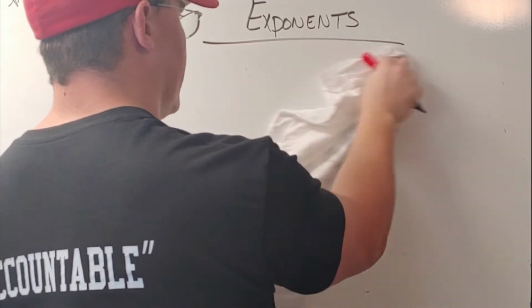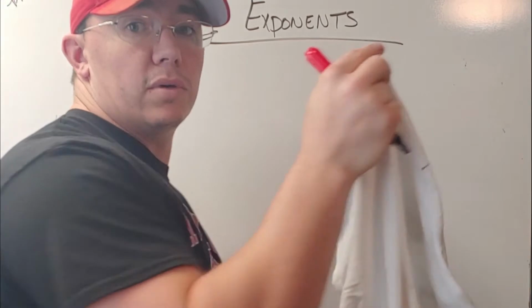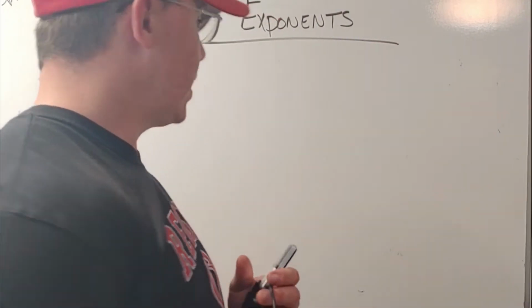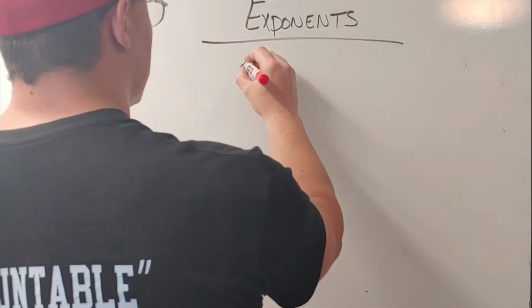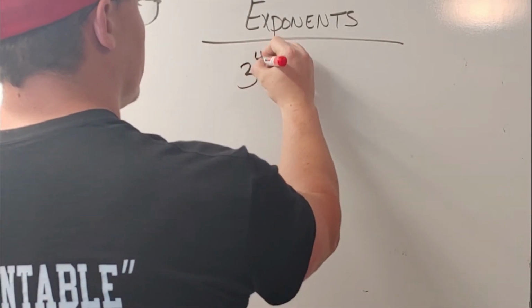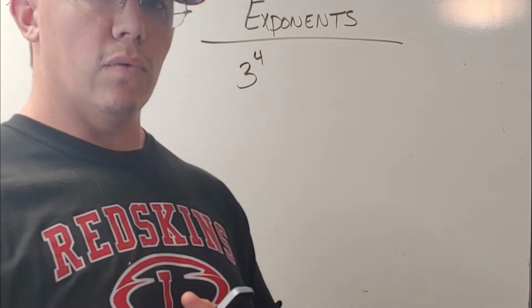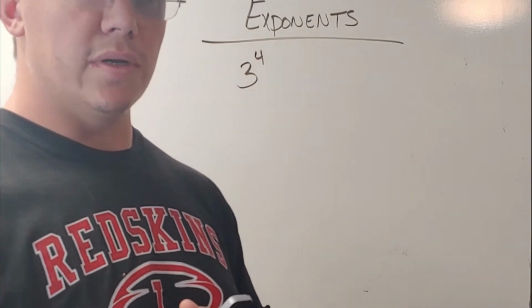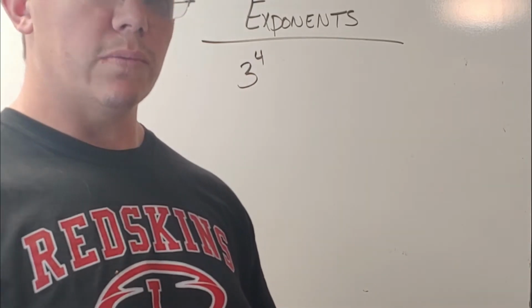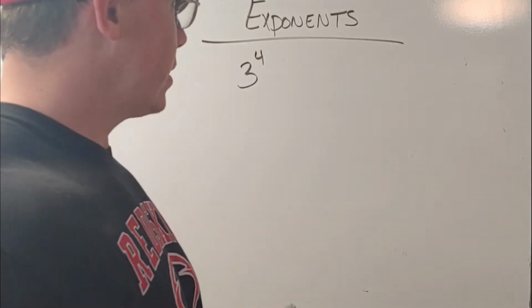I'm just going to erase all that. Luckily it's a video, so you can always rewind. So we're going to write another one. I'm going to try not to get too large on the numbers. Now we have a 3 and a 4. Well, our base number is 3, and 4 is our exponent. So this is telling us we have to multiply the 3 times itself 4 times.